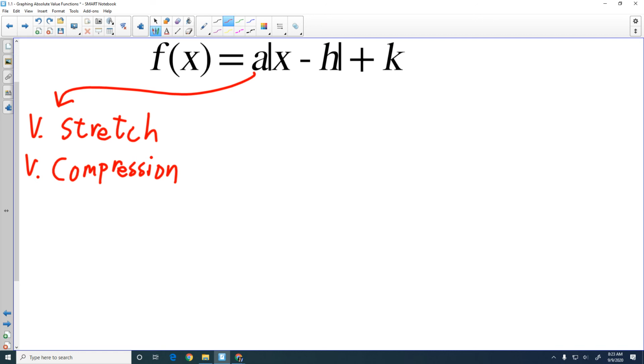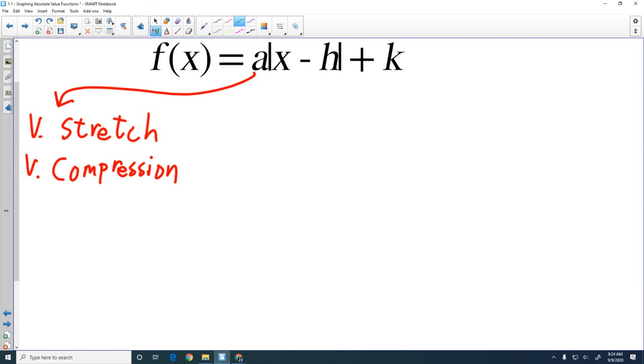Now, in order to differentiate between these two, what do we look for? How do I know, based on that number in front, which is a, if it's going to be a stretch or a compression? What do I look for, or what do I compare it with? That's it. You compare it to the number 1. Is it bigger than 1 or is it less than 1?